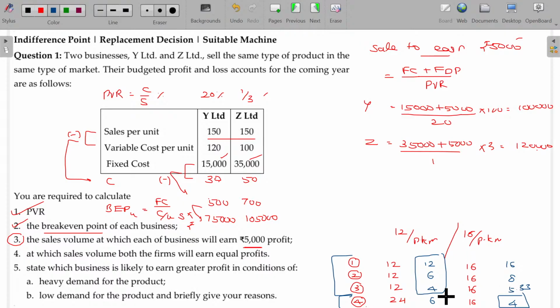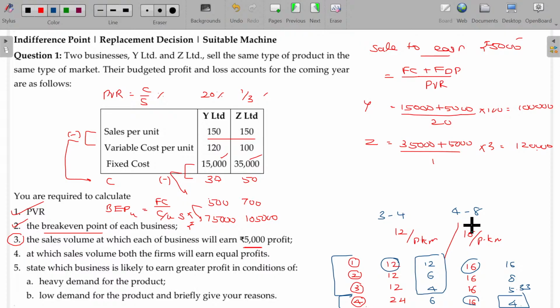In case of auto, what happens? Running cost is very less, 12 rupees only. In car, running cost is 16, but sometimes later it may be cheaper. But initial investment for the auto, it may be 3 lakhs or 4 lakhs. But in the case of car, it's anywhere between 4 to 8 lakhs. Higher the fixed cost, lower the running cost. That's a combination.